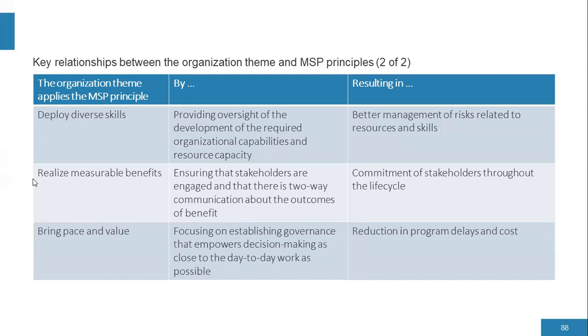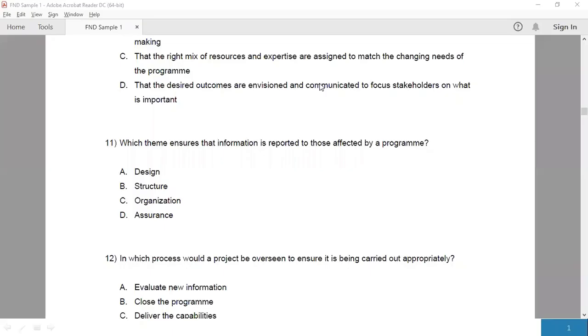Realize measurable benefits. This is closely connected to outcomes and benefits. Therefore, we see here the organization theme supports this principle by ensuring that stakeholders are engaged and that there is two-way communication about the outcomes of benefit. Lastly, the principle of pace and value. You might remember here it's about balancing the progress with the stability of the current operations. The progress of the program is to be balanced with the stability of the current work within the organization. Therefore, it focuses on establishing governance that empowers decision-making as close to the day-to-day work as possible. So this decision-making empowerment is connected to bringing pace and value. Imagine if the decision-making is far away from those who are doing the work, then it may disturb the pace and the value.